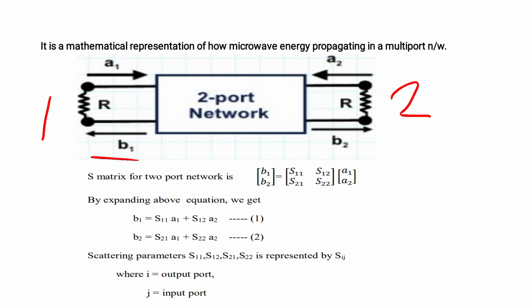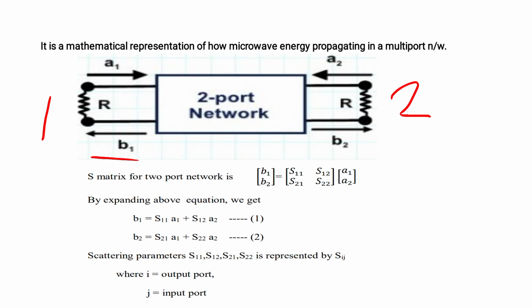Remember this. Now from this expression we can expand it like this: b1 is equal to S11 a1 plus S12 a2, and keep it as equation number 1. Now b2 is equal to S21 a1 plus S22 a2, and keep it as equation number 2. Now observe, these are the scattering parameters S11, S12, S21, S22.